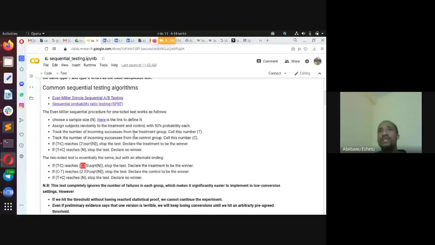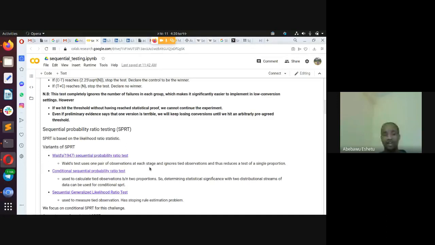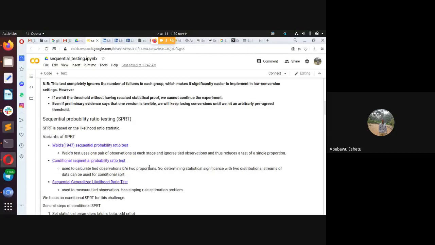Because of these two limitations, nowadays sophisticated tools such as Statsig and other related engines are looking for another algorithm, which is now popularly used. In Abebaw we ourselves are using the sequential probability ratio testing algorithm. It has 3 variants. One is the popular Wald's sequential probability ratio test, another is the conditional sequential probability ratio test, and the sequential generalized likelihood ratio test. All of the 3 algorithms use the likelihood ratio statistics. We will get the detailed mathematics behind the 3 algorithms in the link.